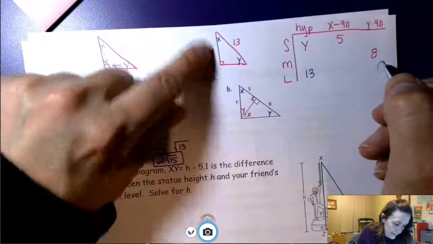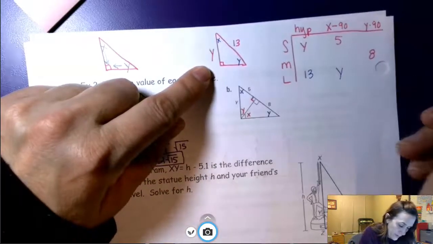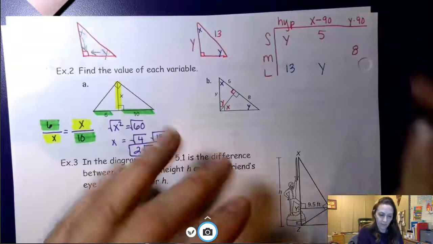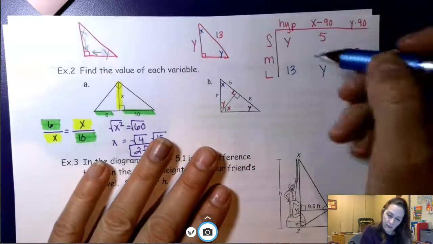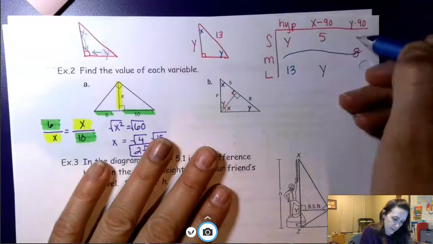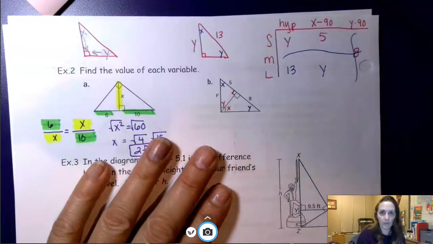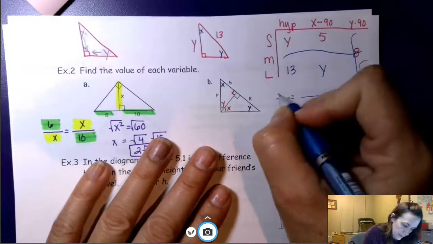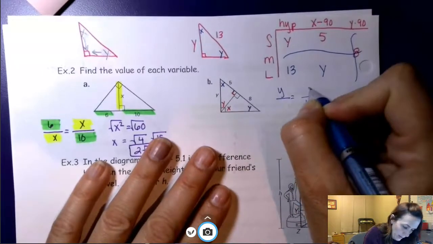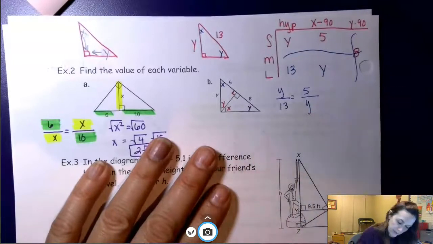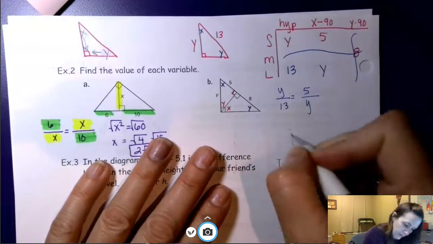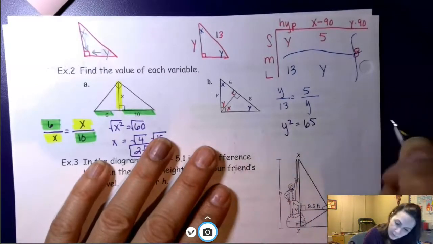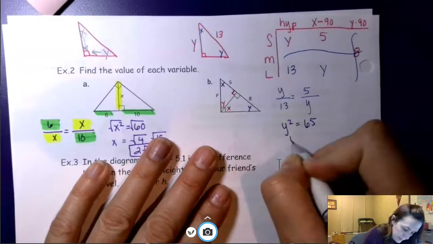With the large triangle, I know my hypotenuse is 13. I know my X to 90 is Y, and I don't know my Y to 90. I can see from this chart that I've got nothing else here. There's my proportion. So I have Y, Y, 5, and 13, cross multiply. I end up with Y squared equals 65. So Y equals square root of 65.